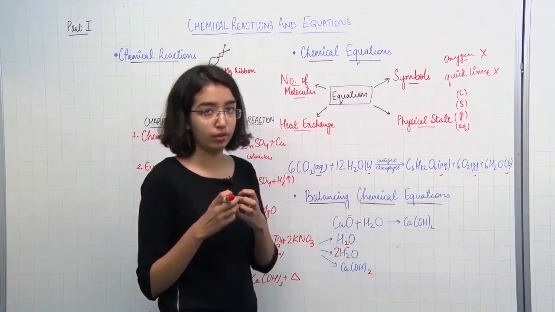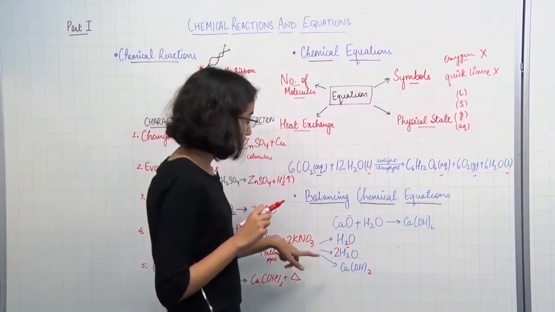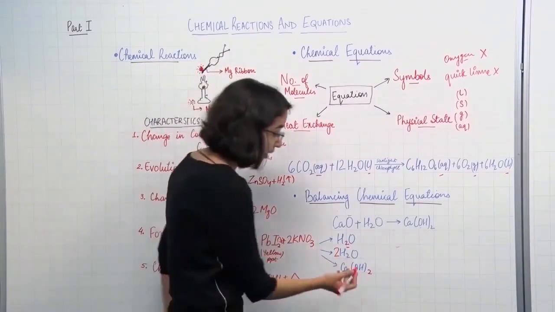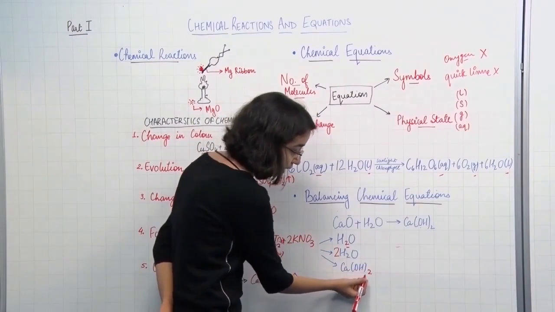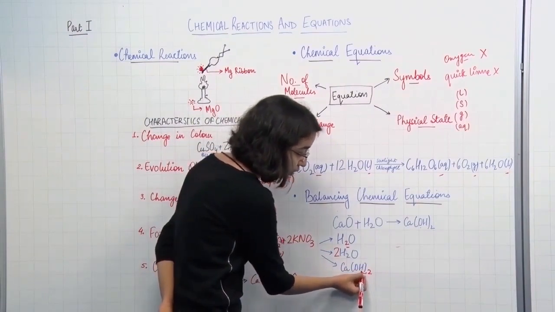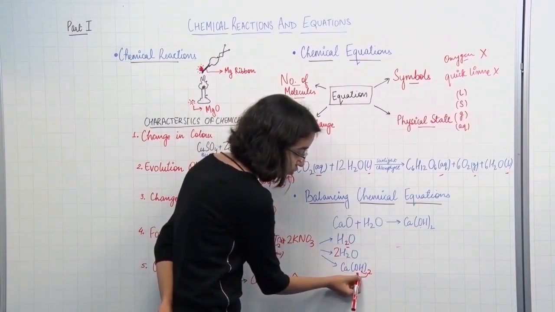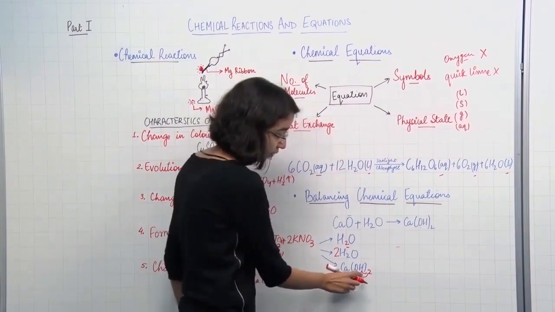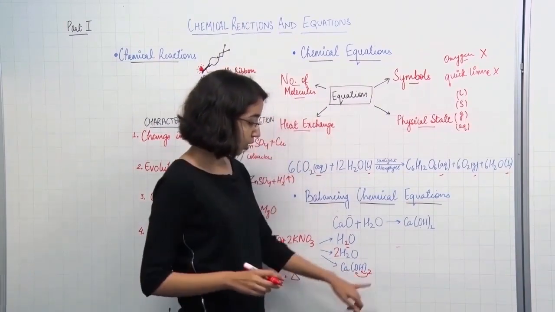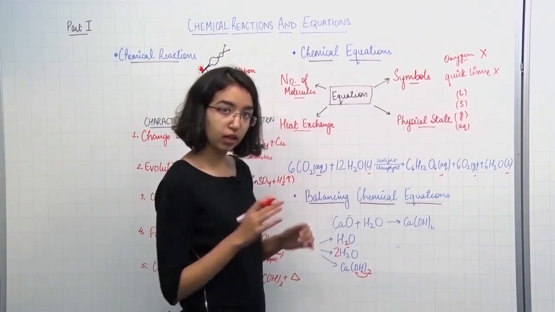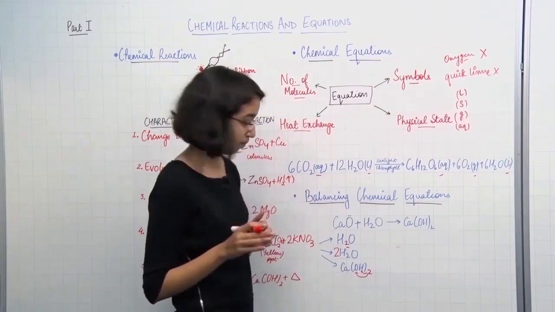We can have 2 molecules of water in a reaction. The 2 here indicates that since it is outside a bracket, it implies that there are 2 atoms of hydrogen and 2 atoms of oxygen. So when something is outside the bracket, it goes for all the atoms within it.